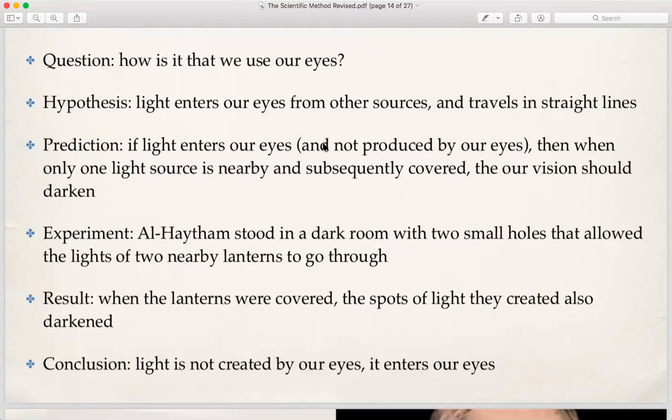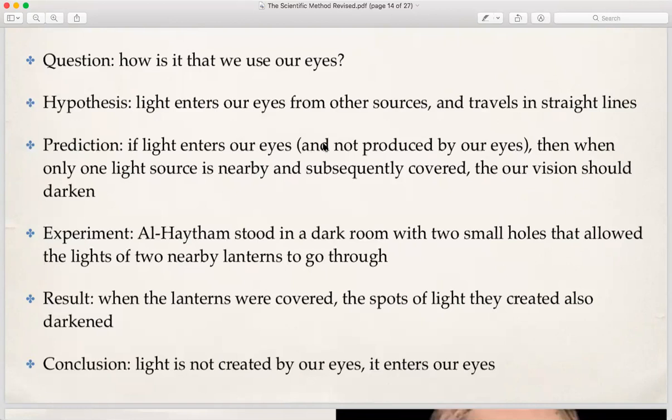Are our eyes like flashlights? Are we emitting light from our eyes and then it reflects back? Or is light purely from other sources? Is light curving around corners, or is it traveling in straight lines? And so his hypothesis was that light enters our eyes from other sources, and also that it travels in straight lines.